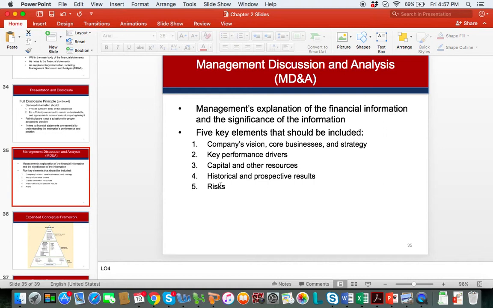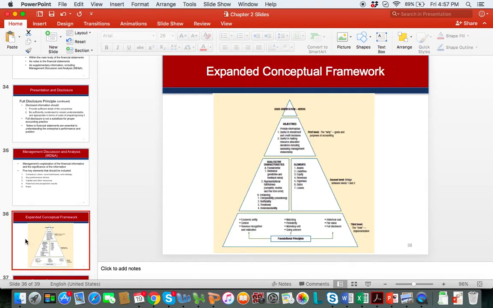So if you remember, we were looking at stuff like what's at stake for all the shareholders in chapter 1. So what risks? Stuff like reputational risk, financial risk, operational risks, etc. So we'll just look at the expanded conceptual framework.